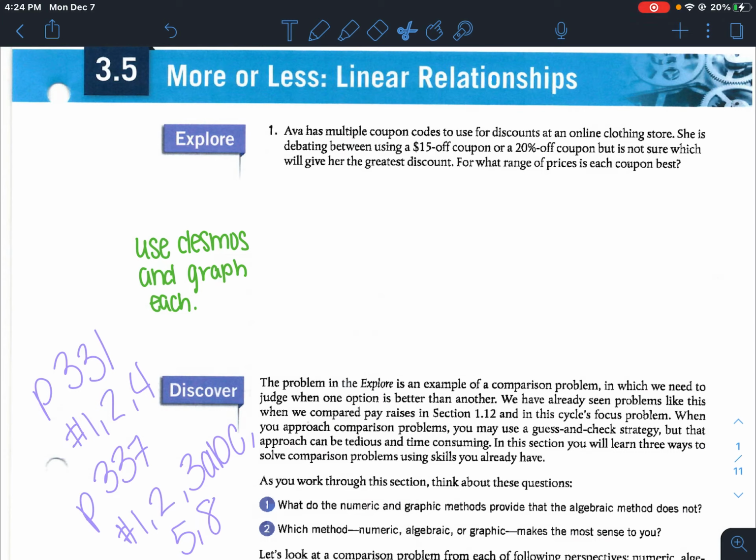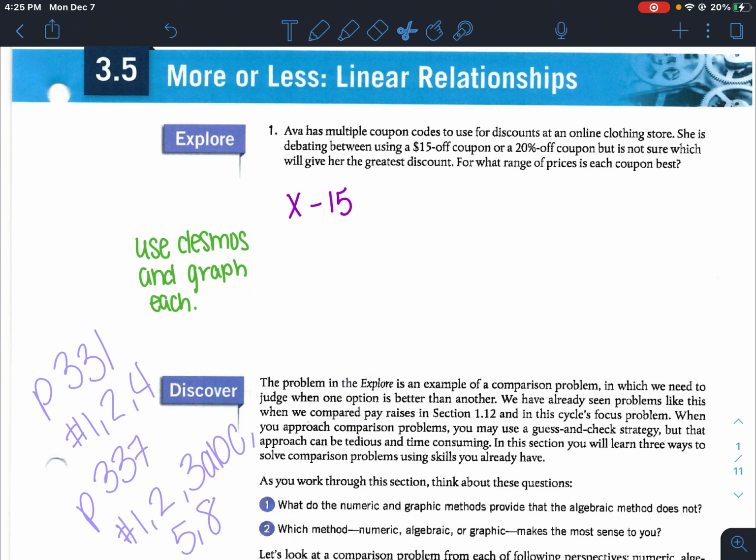So I have two different options. So I'm going to create two different equations to plug into Desmos. So the first one, super easy, a $15 off coupon. So we just take our price of our item and we subtract $15. There's our equation or expression that we'd plug into Desmos.